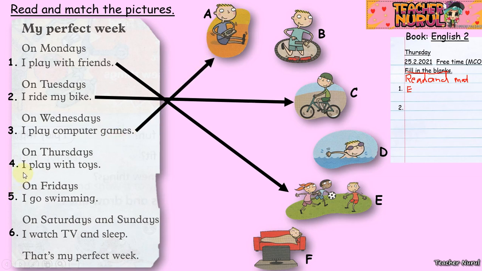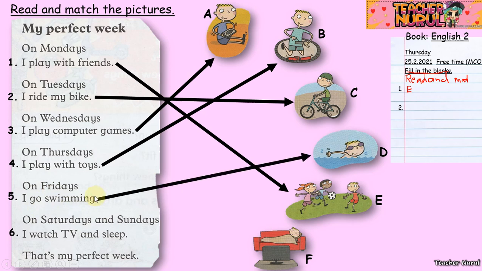Now let's go to number 4. On Thursdays, I play with toys. Okay, which one is the answer? Yes, very good. The answer is B. Okay, now number 5, on Fridays, I go swimming. So which one is the answer? Okay, superb. The answer is D.